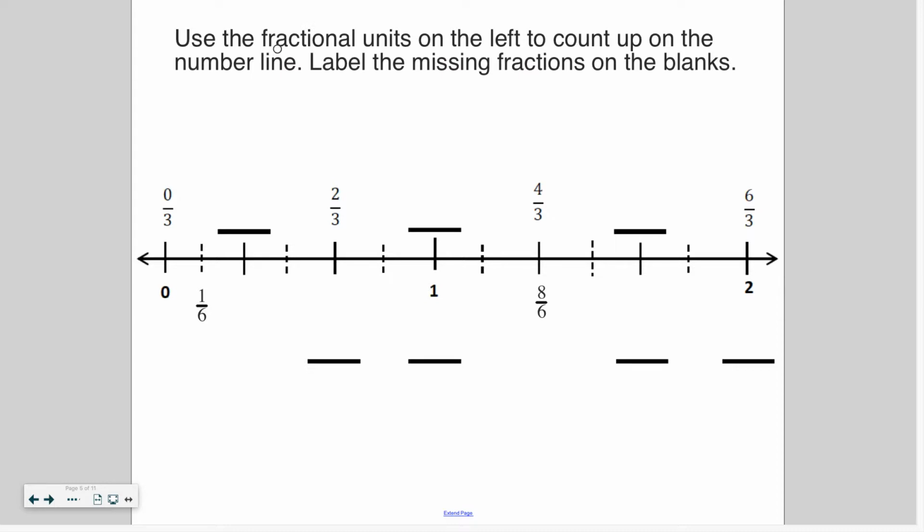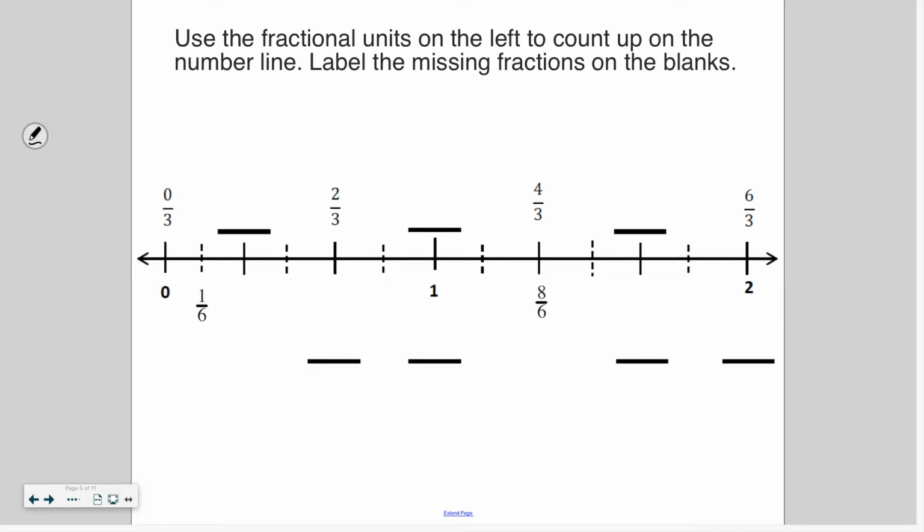It says use the fractional units on the left to count up on the number line. Label the missing fractions on the blanks. So I don't have the fractional units on the left, but I'm just going to tell you what they are. I see that these are thirds on top, and on the bottom they're counting by sixths. So that's why this number line looks a little wonky, right?